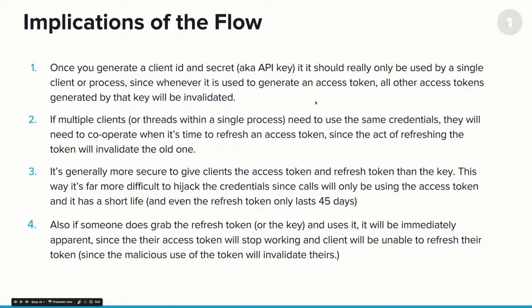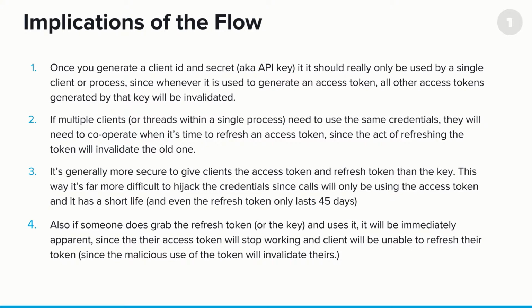Now let's talk about some of the implications of all of this. Once you generate a client ID and secret, which we'll call an API key from now on, it should really only be used by a single client or process, since whenever it's used to generate an access token, all the other access tokens generated by that key will be invalidated. Now, if multiple clients or threads within a single process need to use the same credentials, they'll need to cooperate when it's time to refresh an access token. Again, the act of refreshing the access token will invalidate the old one.